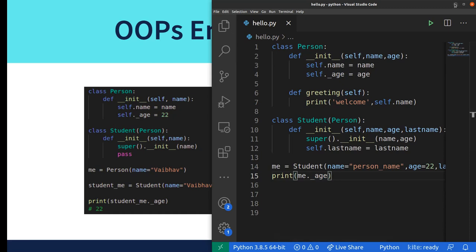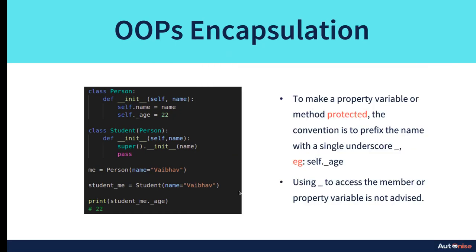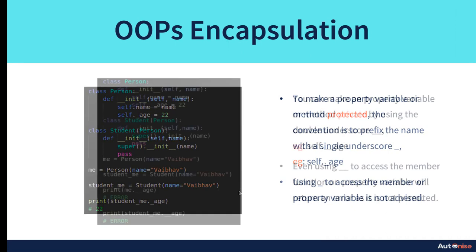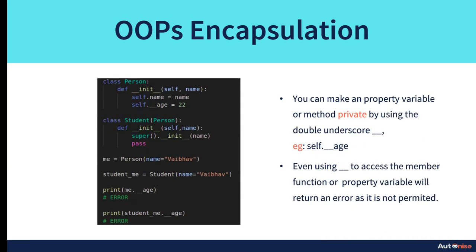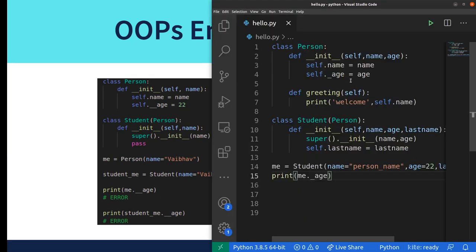Let's get back to our slides to know more. Now we have a private member. How to define a private member, and how can we see that the private members are not being accessed from outside? Let's see that in the code. Right now we made this age variable protected. Now let's try to make it private by using one more underscore.